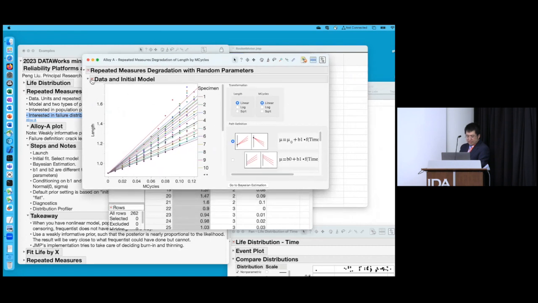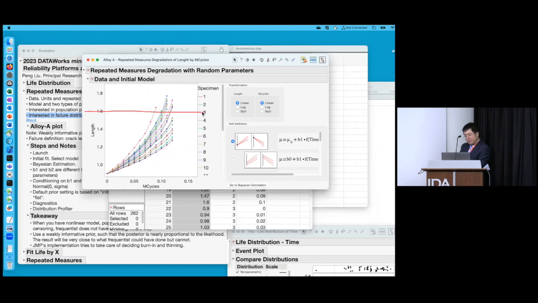If I turn off these curves and connect these dots by unit, you see these are the curves that I measured on individual units, and it goes up. Sometimes it curls up, sometimes it just goes straight. But eventually, we are interested in when these curves hit this 1.6 inch threshold, and the intersection of this curve with this threshold is the failure time of these individual units, and we want to estimate this failure distribution.